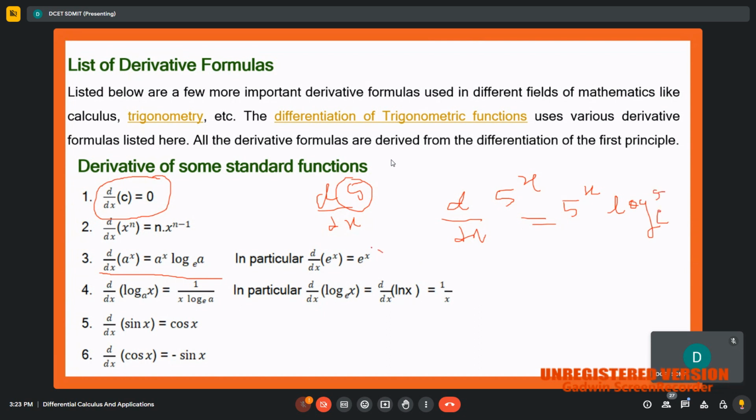In particular, this is a standard function again. What's the differentiation of e to the power of x? The differentiation of e to the power of x is always e to the power of x. Next standard function is log x to the base a. What's the differentiation of log x to the base a? 1 divided by x into log a to the base e. Now in particular, what is the differentiation of log x to the base e, that is ln x? 1 by x. Next, what is the differentiation of sin x? Differentiation of sin x is nothing but cos x. Differentiation of cos x is minus sin x.